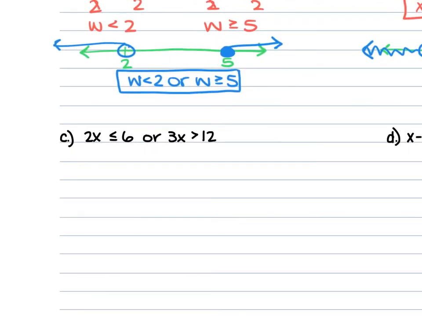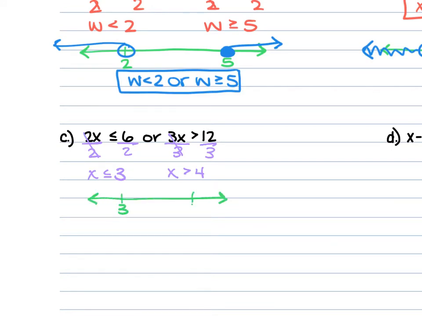For C, we have 2x is less than or equal to 6. We're going to divide each side by the 2 to get x is less than or equal to 3. Or 3x is greater than 12. So we're going to divide by the 3 on that one to get x is greater than 4. Look at your inequalities. Does the inequality that includes the smaller number come first? Yes. So draw your number line.